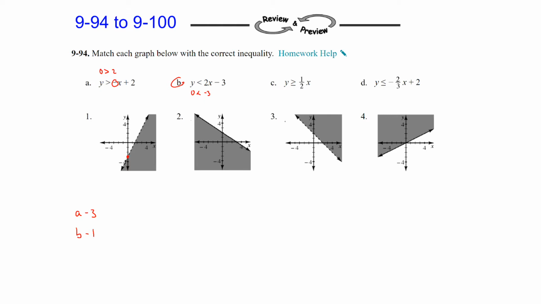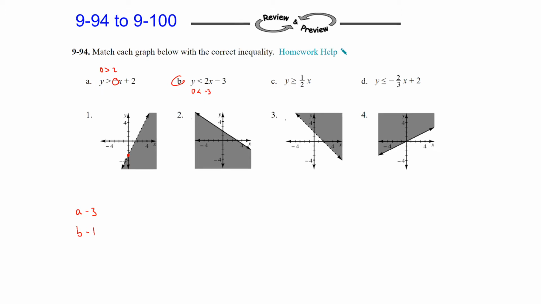Once again, we could look at the slopes of each of these. C has a positive slope, which would have to be 4, because 2 has a negative slope. So C would match up with 4. And double check once again, 0 is your y-intercept, slope of 1/2. You'd have to test a different point like 0, 2. So 2, is it greater than or equal to 0? Yes. So that makes sense.